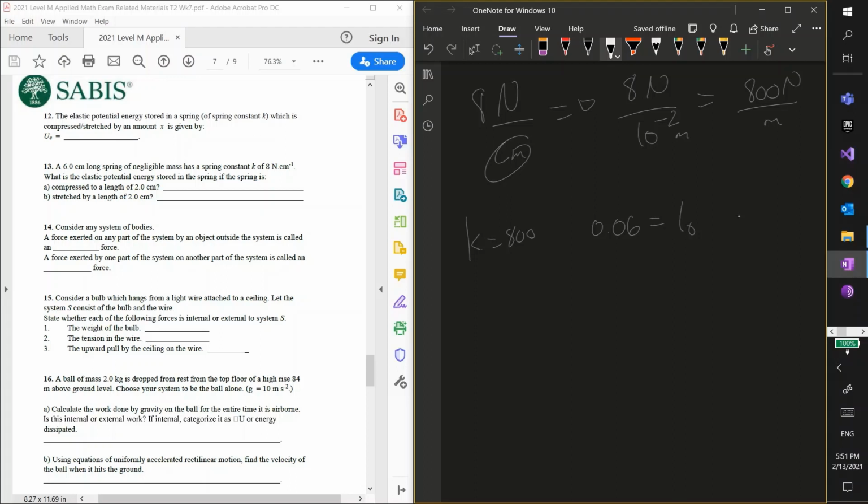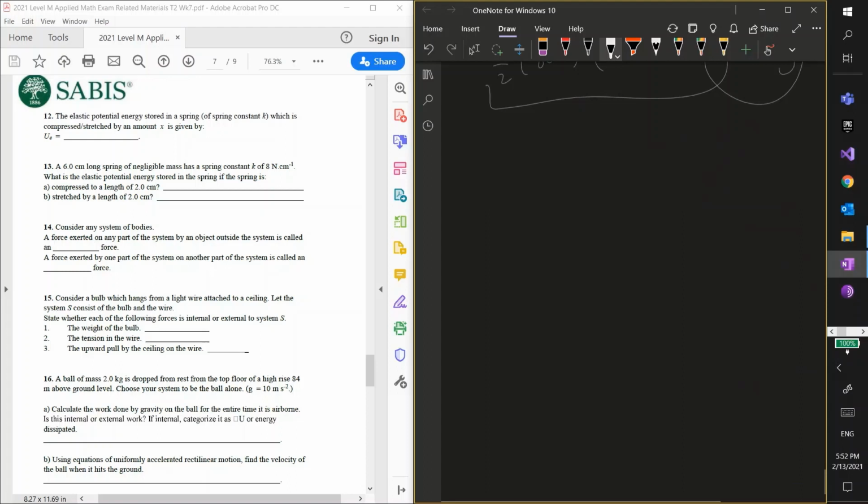Now, what is the elastic potential energy stored in the spring? Elastic potential energy is like this. Your K is 800. Your delta X, so let's read A, it's compressed to a length of 2 centimeters. So your final length is 0.02, and your initial length is 0.06, and you have to square all of that. If you solve this, you're going to get 0.64 joules, of course, because it's a measurement of energy, elastic potential energy.